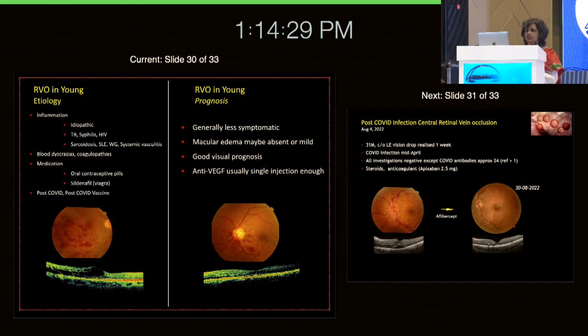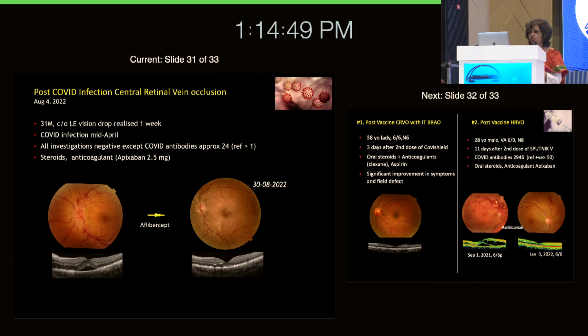And lastly, RVO in the young, it happens. Look for any drugs, oral contraceptives, sildenafil, and the prognosis is usually good. Just one anti-VEGF injection is usually enough. They don't come back with recurrences. But you have to investigate for collagen vascular diseases and rule them out. It should be a diagnosis of exclusion that there is no problem.